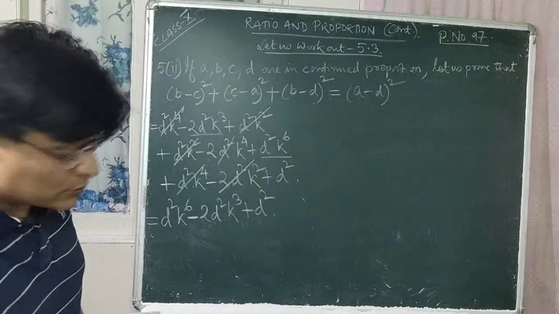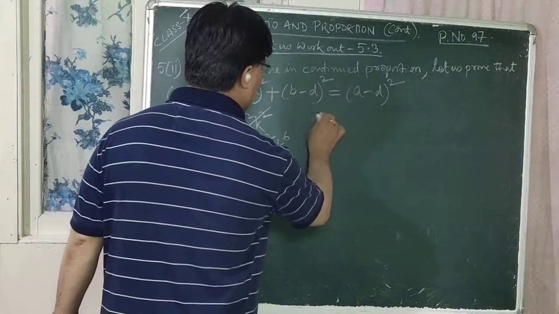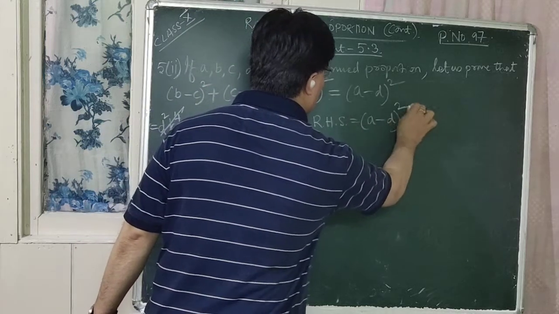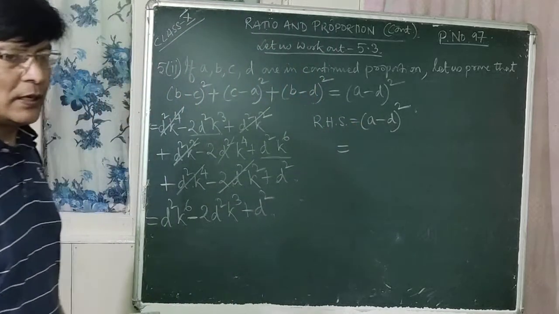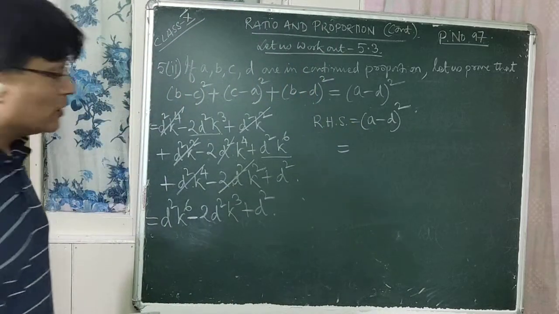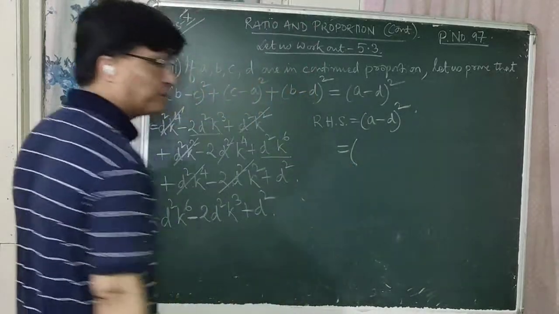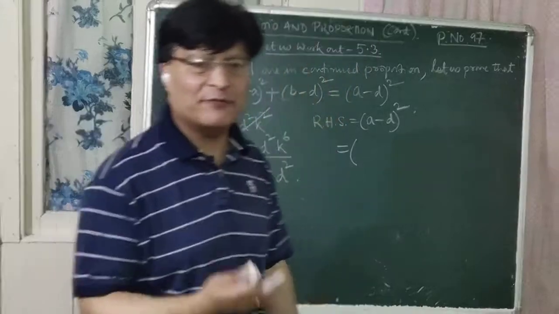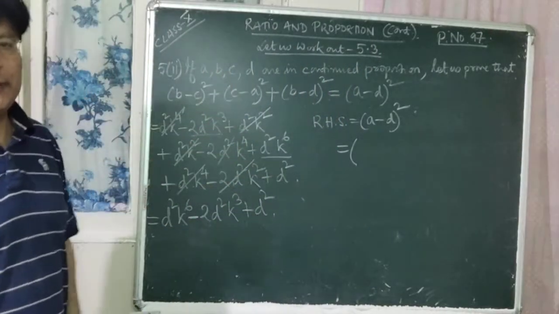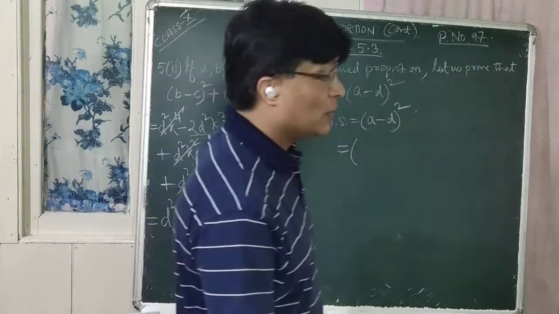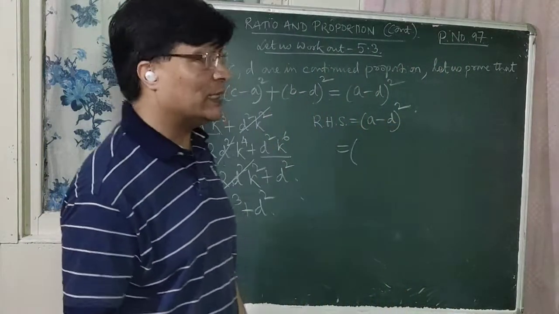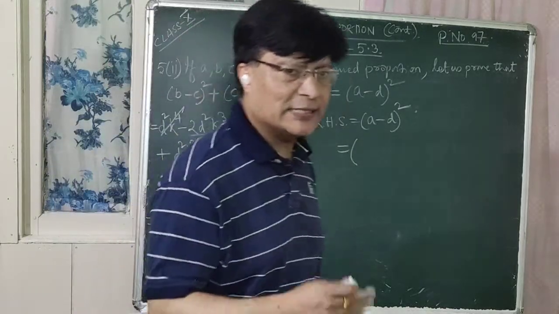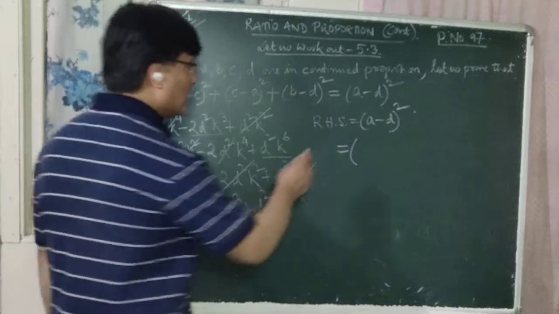So now let us write down the right hand side. What is the right hand side out here? RHS is equal to (a − d) whole square. Now what is the value for a? The value for a is dk³, isn't it? We have found out the values for a, b and c from the given part, that is, a, b, c and d are in continuous proportion. So from that part we had calculated a as dk³, b as dk², c as dk and d is equal to d.